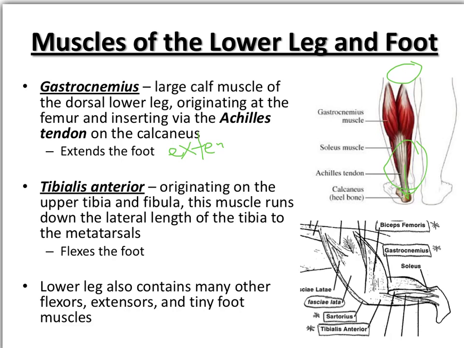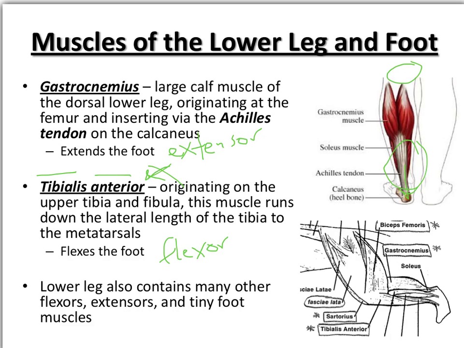Your major flexor for your foot, so if you wanted to sort of bend your foot, bring your toes up towards your knee, is called the tibialis anterior. And it's a tricky sounding name, but it's exactly what it sounds like. This is attached to the tibia, and it's on the anterior part of the leg, so it's on the front of the leg, right? And this originates on the upper tibia and fibula, runs down the lateral length of the tibia, and attaches to your foot at the metatarsals. And this allows you to, again, like raise your foot or flex the foot.